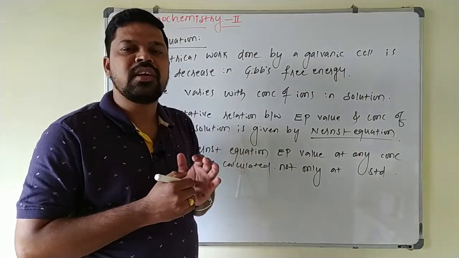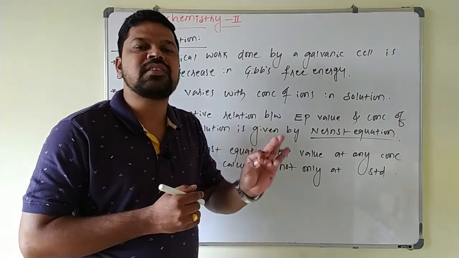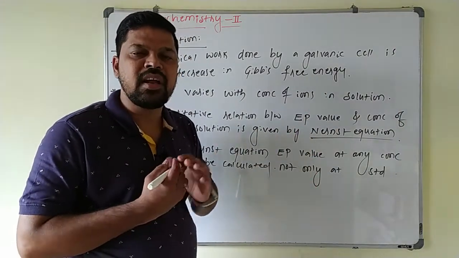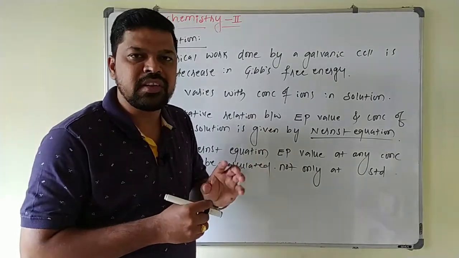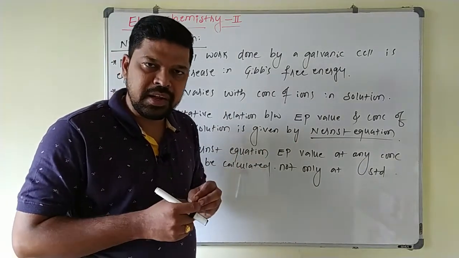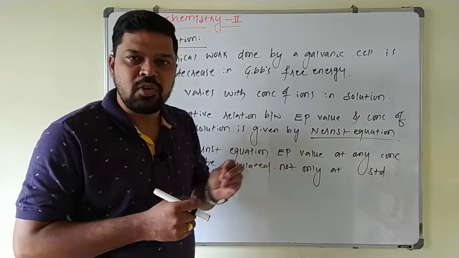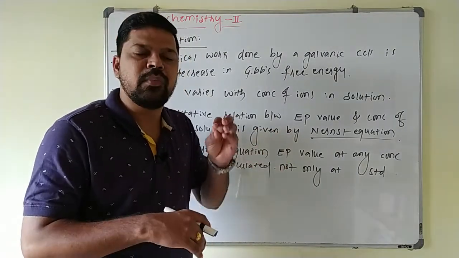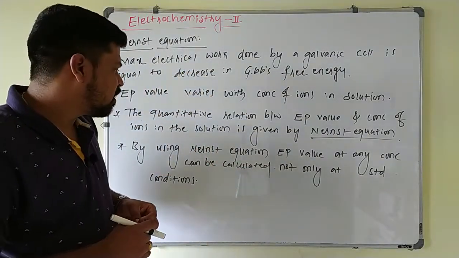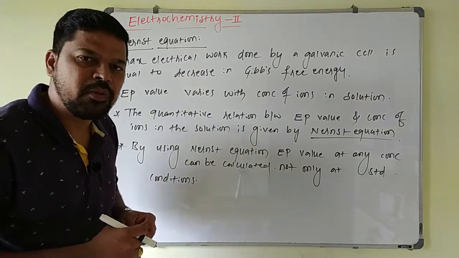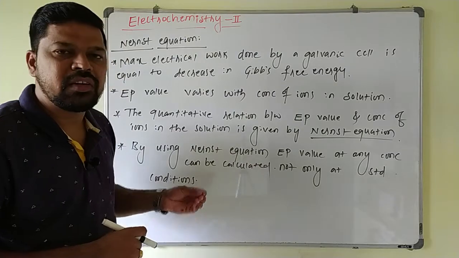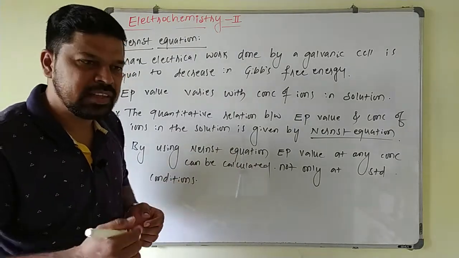But if you are using standard hydrogen electrode, only the standard electrode potential value can be calculated, and every time coupling SHE with another electrode at 1 bar pressure, maintaining 298 Kelvin temperature and 1 molar concentration of electrolytic solution, all these things will be very, very difficult. So using a Nernst equation is very convenient to calculate the electrode potential value. So this Nernst equation is very, very useful. Now we will see that one.